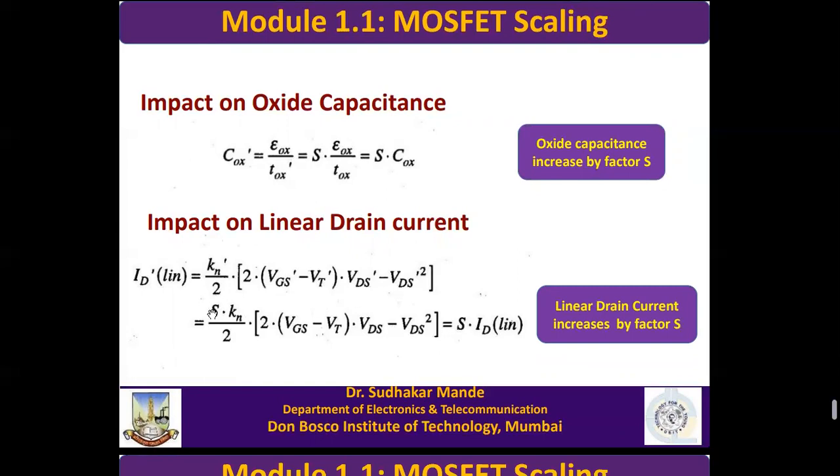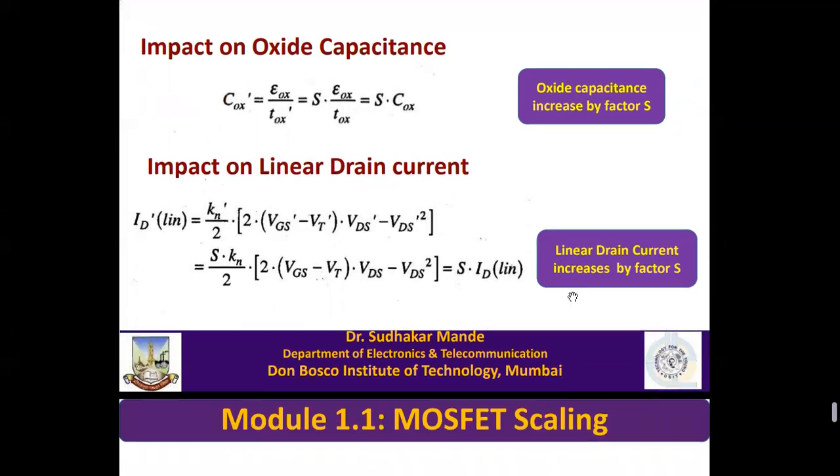And there is one extra factor. Therefore, in constant voltage scaling, linear drain current increases by factor S, while in constant field scaling, it decreases by S. So this is the difference between constant field scaling and constant voltage scaling. The oxide capacitance increases in both, but the linear drain current increases in constant voltage scaling, and in constant field scaling it decreases.